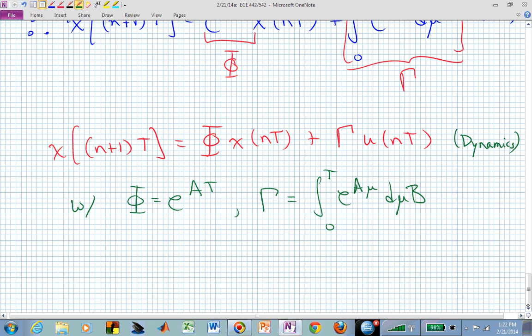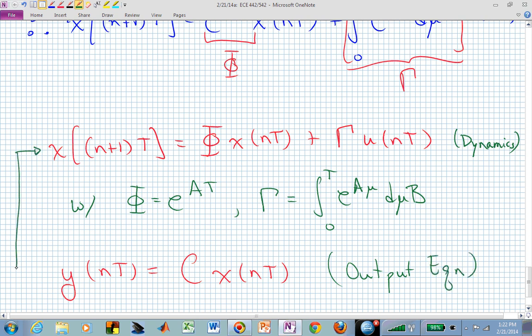And we also can have our output equation for that state space representation. It's simply a constant relationship relating the state vector x to the output y by means of this output matrix C, or y of little n capital T is equal to the output matrix C times x of little n capital T. This is now our output equation. The combination of those two now provides us with the state space representation that we're after.